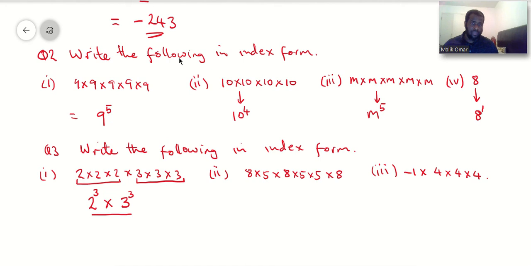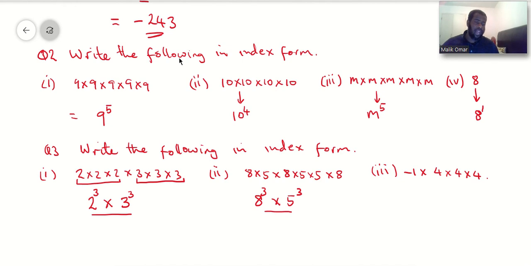The same thing here. I've got 2 bases, which are 8 and 5. So I've got 8 times 5. How many times does 8 repeat itself? Once, twice, 3 times. How many times does 5 repeat itself? Once, twice, 3 times. So I've got 8 to the power 3 times 5 to the power 3.